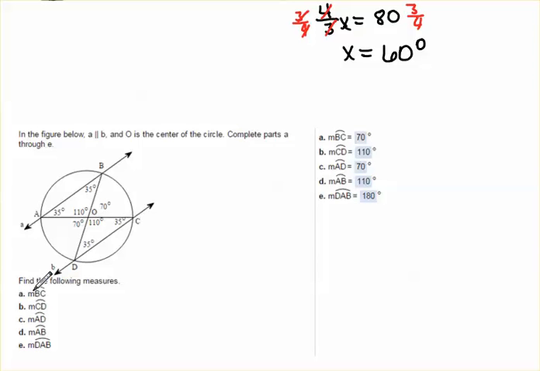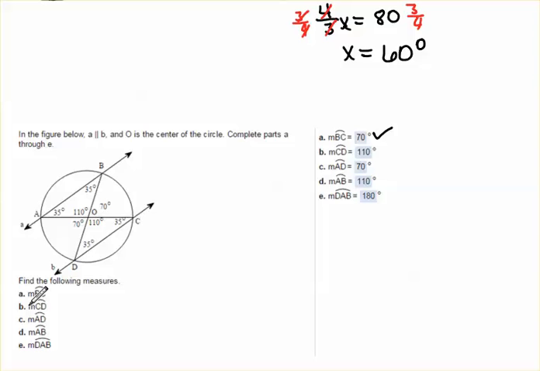So part A says they want to know the measure, that's what this notation means, the measure of arc BC. So arc BC would be the same thing as the measurement of that angle. So what is the measurement of that angle? 70 degrees. So that means that the measure of arc BC is 70 degrees.